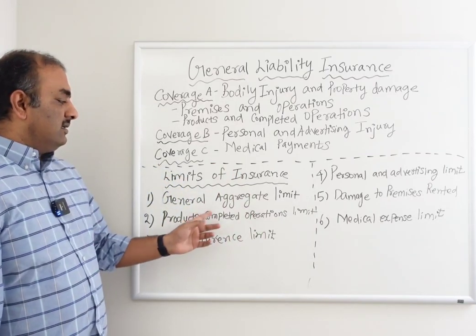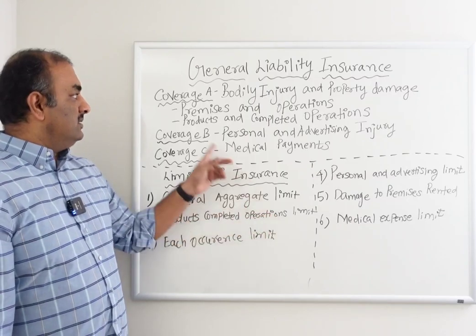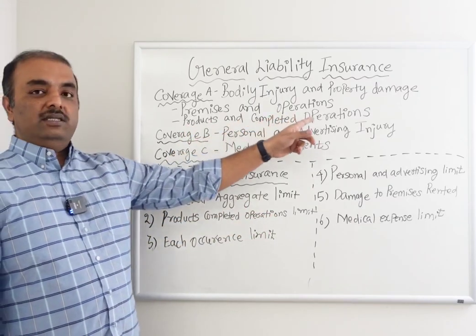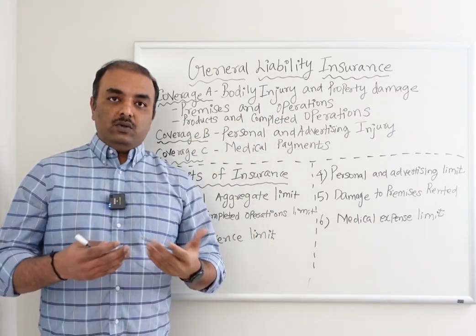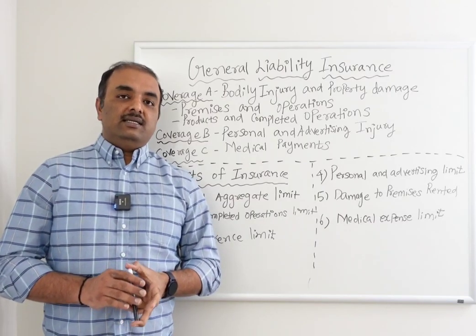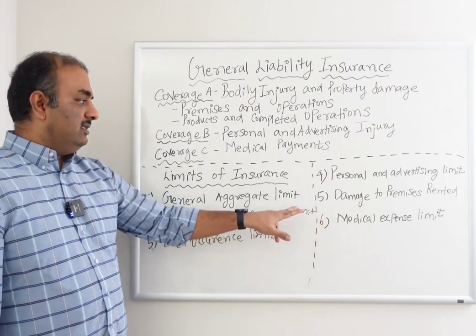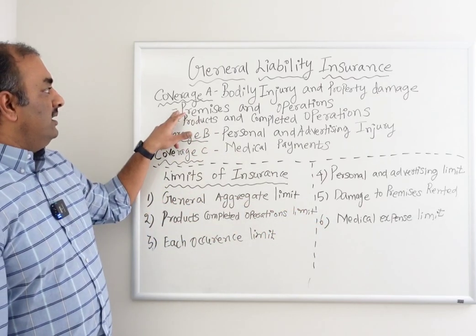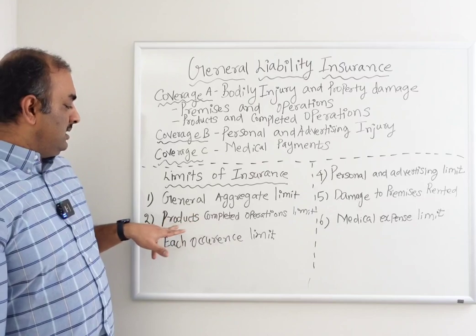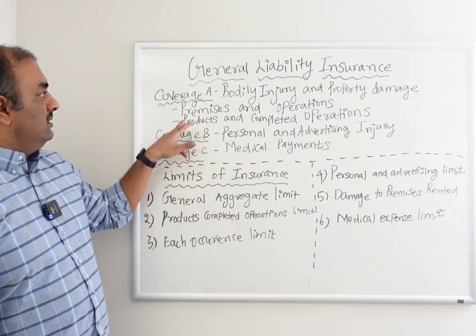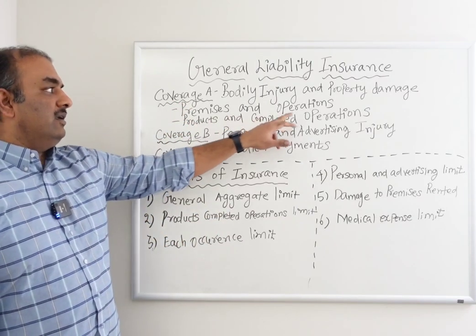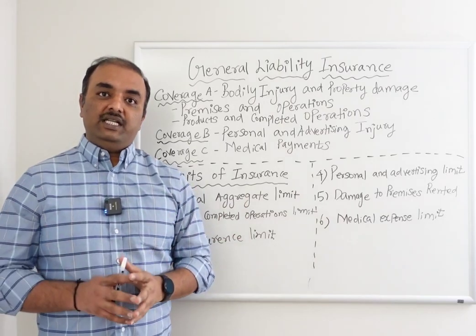Similarly, the products and completed operations limit. If I have a product that was sold which is faulty and that resulted in impacting my customer, then this limit will come into place. So basically the first limit takes care of coverage A, premises and operations. The second limit takes care of coverage A, products and completed operations. The overall limit is the maximum limit that we can use.